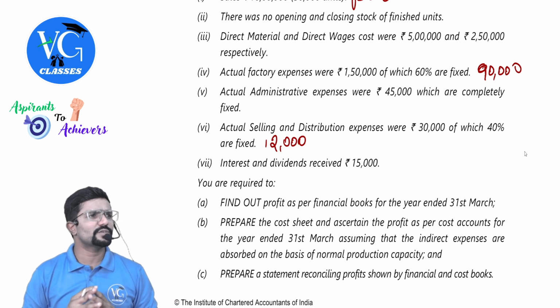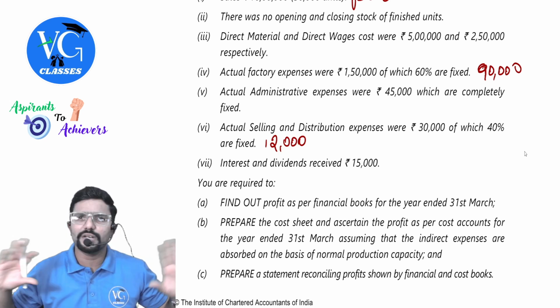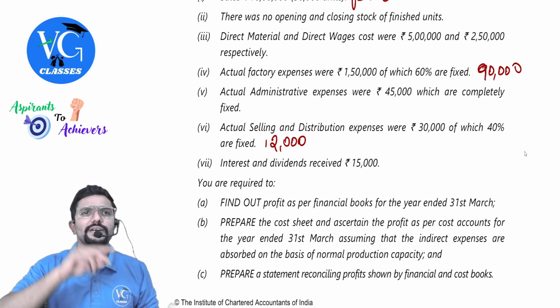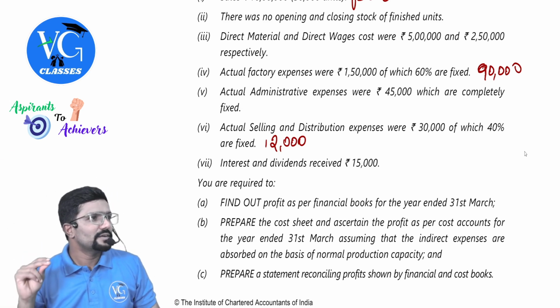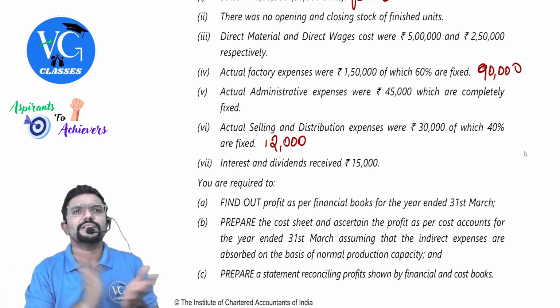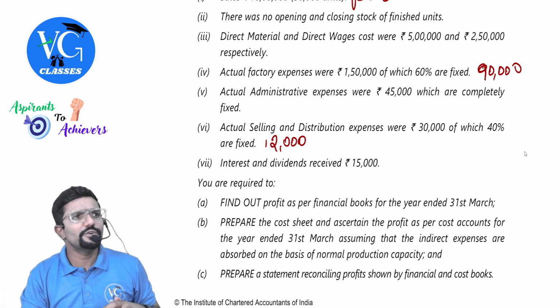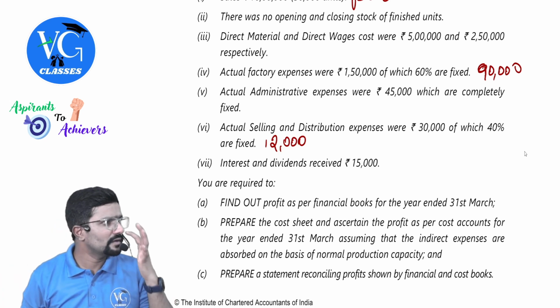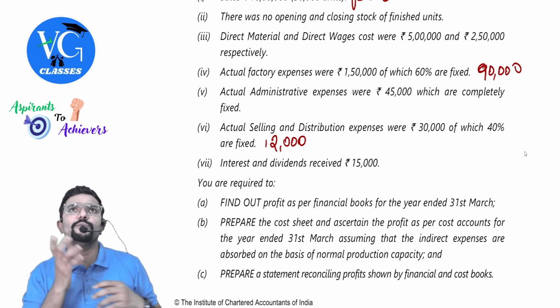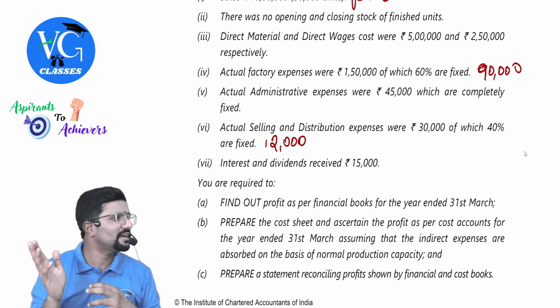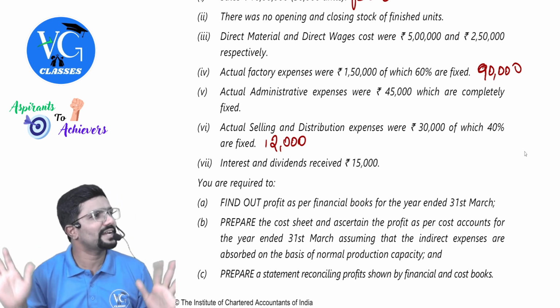Guys, for financial books, no absorption, no under, no over, nothing. Whatever the actual figures are, you will record them. That's all. Clear? There we don't even care about what is variable and what is fixed. In advanced accounting or in the accounting paper, did you check how much is variable and how much is fixed? No, sir. Expenses are expenses, record them.